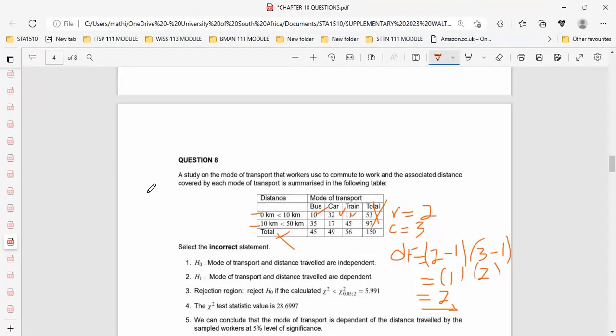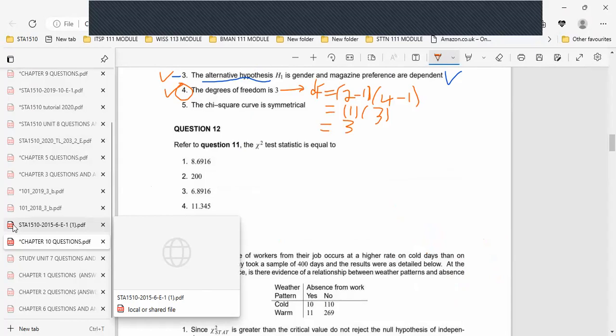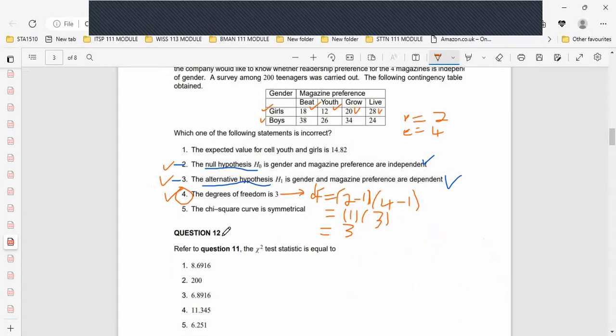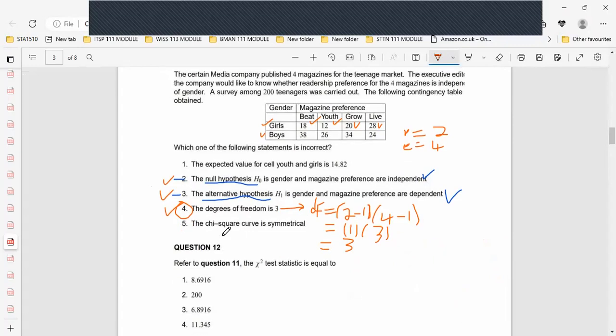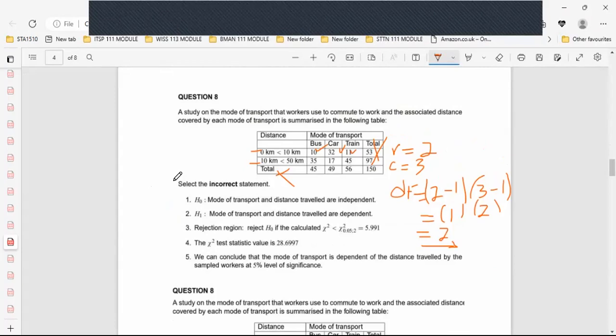Now let's check how to calculate the critical value of the test statistic. Let us look at option 1. With this question, they say a study on the mode of transport that workers use to commute to work and the associated distance covered by each mode of transport is summarized in the following table. Then they say select the incorrect statement.